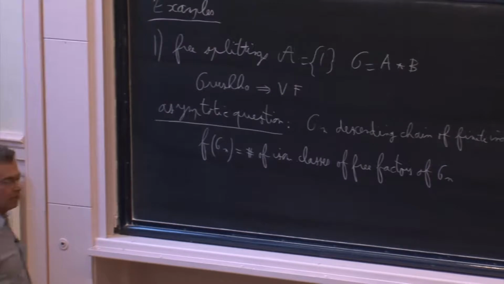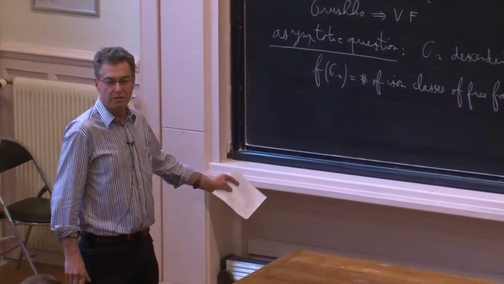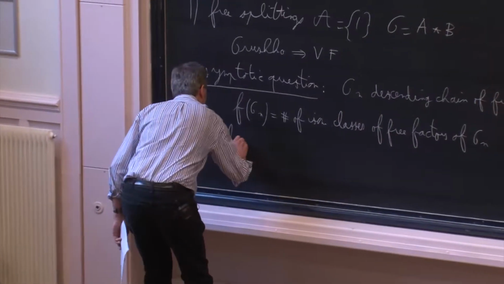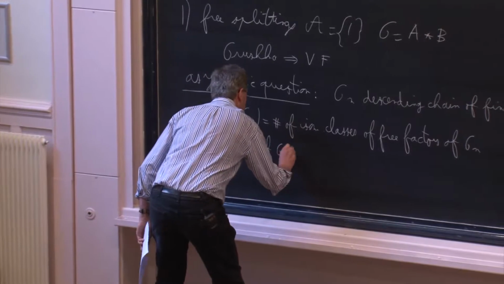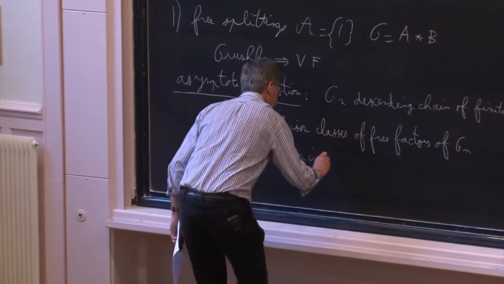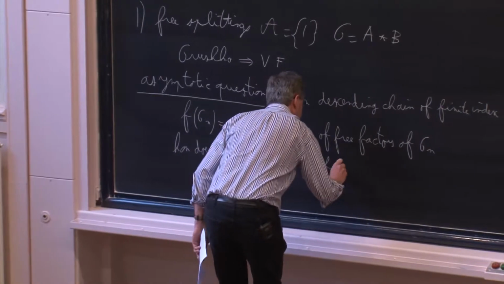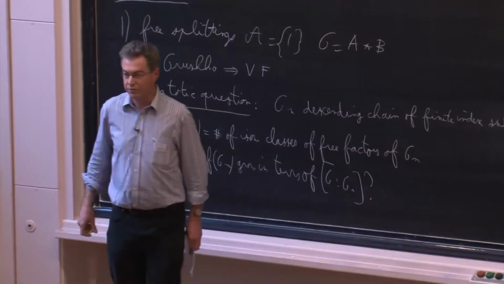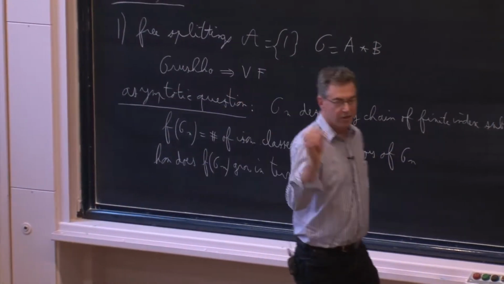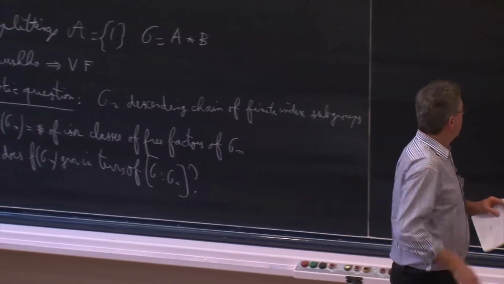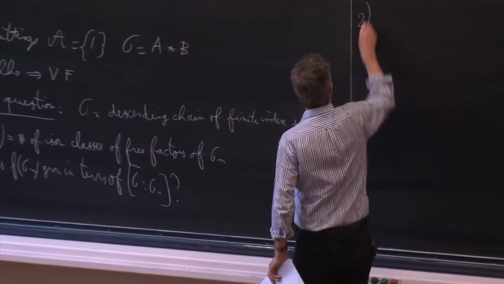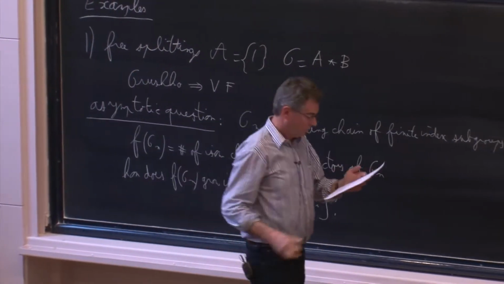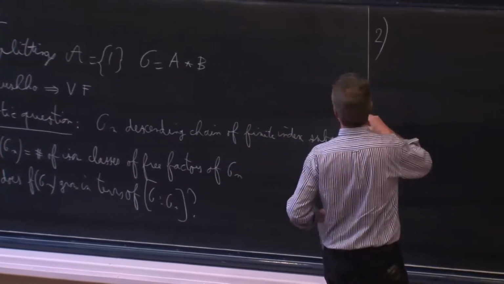And then you can ask how this number grows with respect to the index of Gn. So the question would be, how does f of Gn grow in terms of the index of Gn in G? Okay, just a question. All right. So this was example 1, free splittings. Okay, example 2, splittings over finite groups.